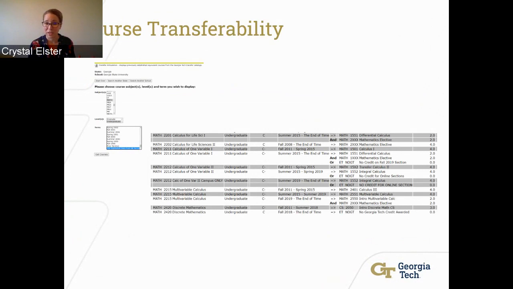You'll see your transfer institution and their course number, and then on the right side, you'll see the Georgia Tech course number and how it transfers. Be mindful of those terms, because when I search to view all terms, if you took a course in 2020, you want to make sure that you see that term and it says end of term, end of time. That will tell you how the course will transfer from the term that you took it.